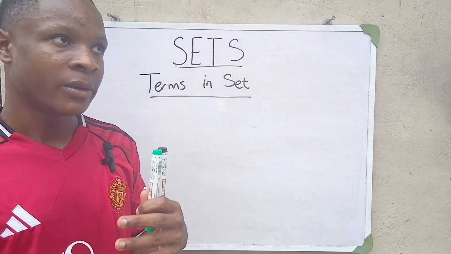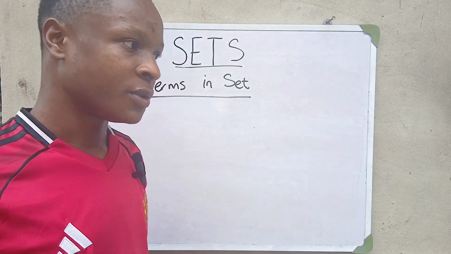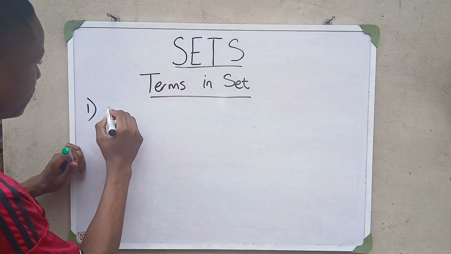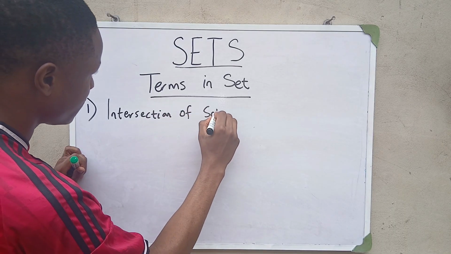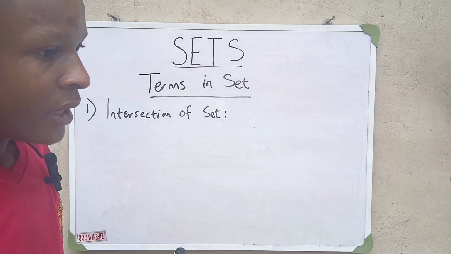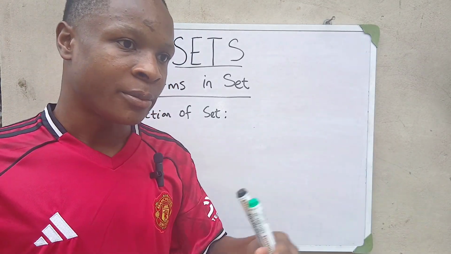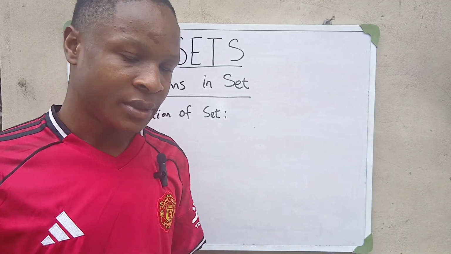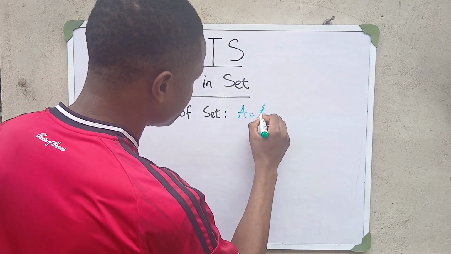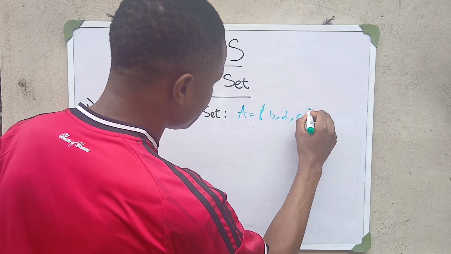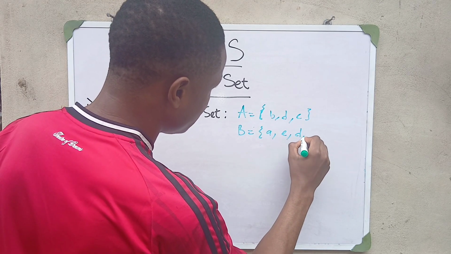Now we are going to go into the terms that are used in sets. When we solve set questions, there are some terms that you have to be familiar with. The first one is called the intersection of sets. The intersection of sets A and B is the set of elements that are in both A and B. So that is the intersection. Let's say we have set A with elements B, D, C, and set B with elements A, E, D, F.